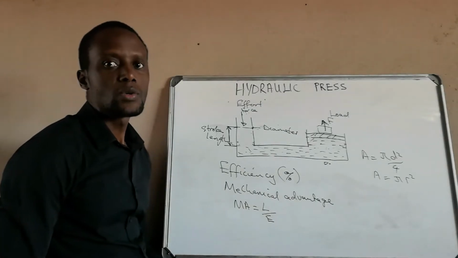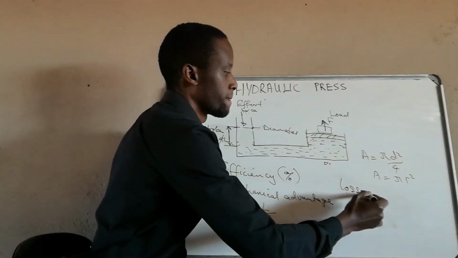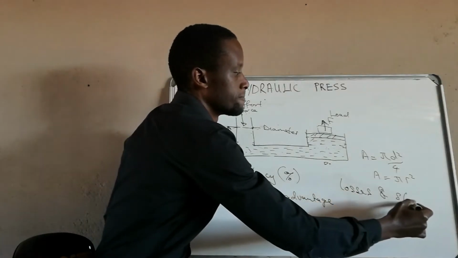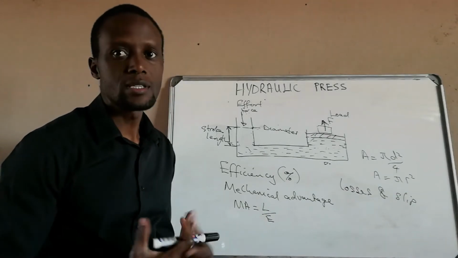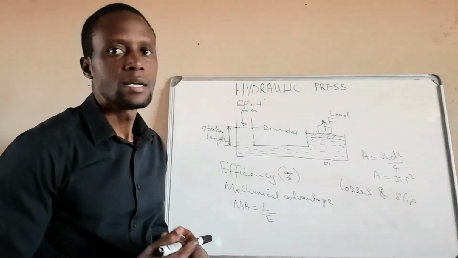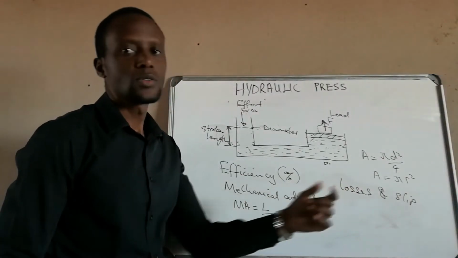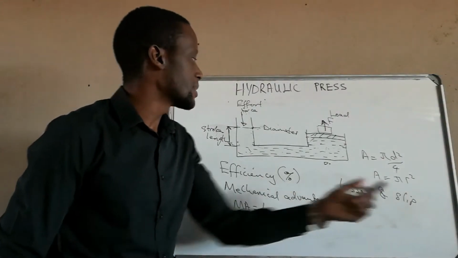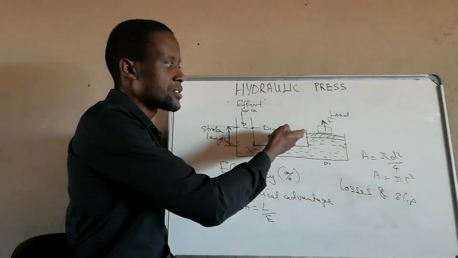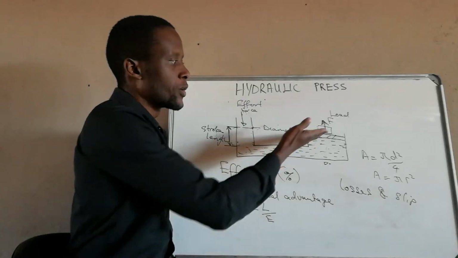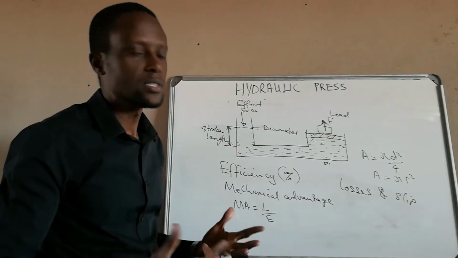The other thing that we need to consider on a hydraulic press is what is called losses and slip. Like any other machine, a hydraulic press also has its own failures, its own inadequacies and so on. So it will have what is called losses. It will also have a slip: if we push this downwards, does it lift this to the required height, or does this slip downwards a bit? So there will be all those inadequacies.